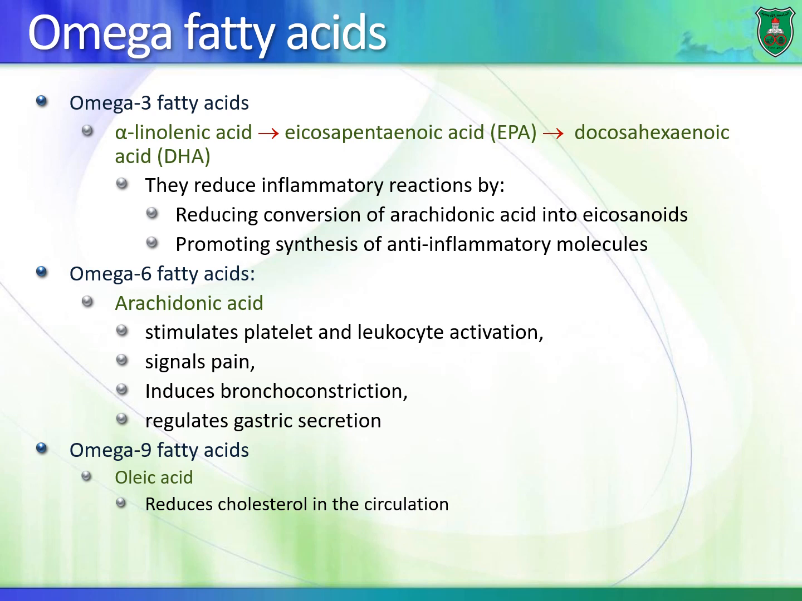So now these are the omega fatty acids, and that's their effects on our body. So we have omega-3 fatty acids. They include EPA and DHA. Okay, and they are derived from linolenic acid, the molecule with 3 double bonds. Now, omega-3 fatty acids can reduce inflammation by reducing conversion of arachidonic acid into eicosanoids and promoting synthesis of anti-inflammatory molecules. So it has some really good effects.